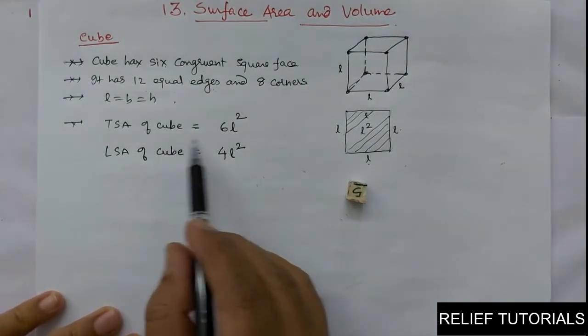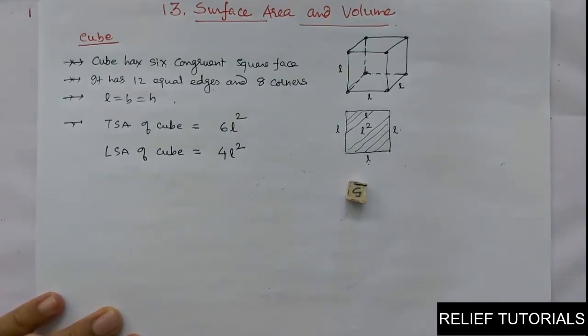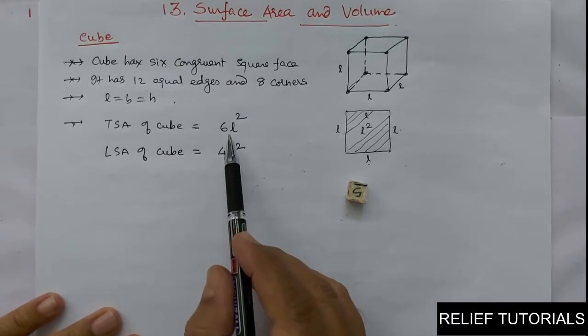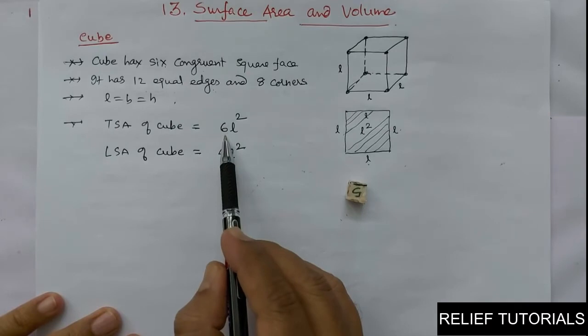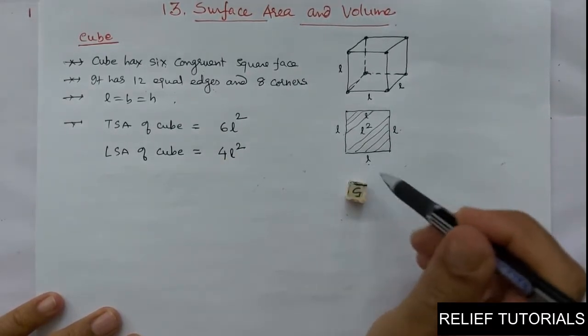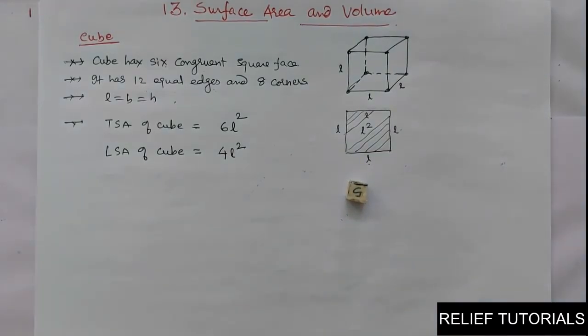So the total surface area of a cube is 6L square, and the lateral surface area of a cube is 4L square. Very simple. How many faces does a cube have? 6 congruent square faces. So the area of one face is L square. The area of 6 faces is 6L square. The area of 4 faces is 4L square. 4 faces means this is the lateral surface area of a cube.